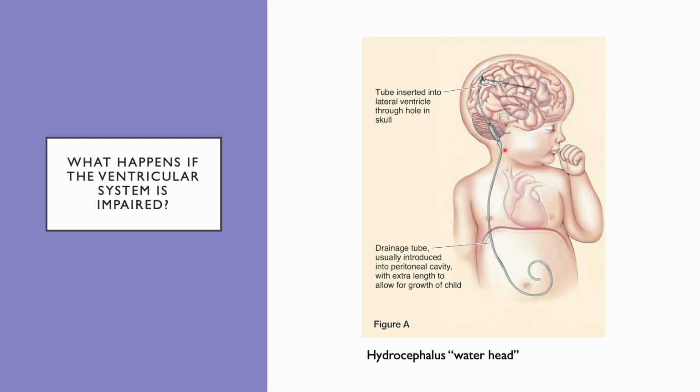A drainage tube will be utilized and introduced into the peritoneal cavity, and the tube is inserted into the lateral ventricle through a hole in the skull. Now, remember that a baby's skull is very soft and it hasn't fully developed and formed. So when the head increases in size in response to this increased intracranial fluid, the brain is not going to receive as much damage. Often, this condition goes unnoticed until the size of the head reaches enormous proportions.